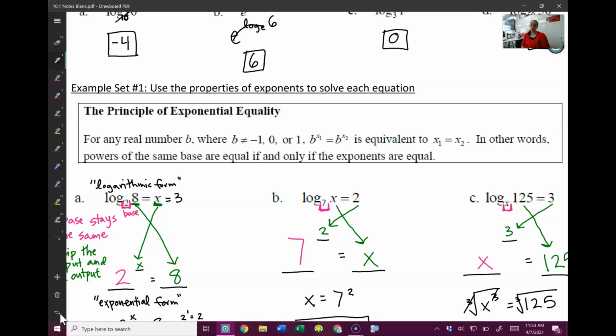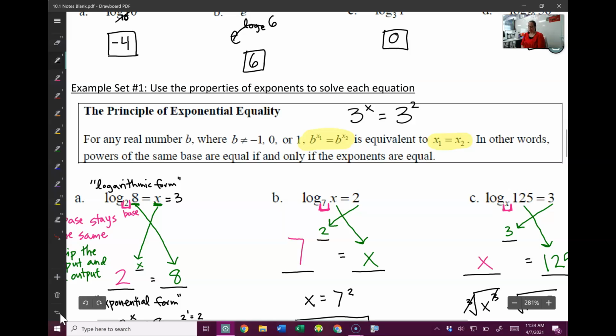of exponential equality. The principle of exponential equality says, if I have two things that are equal and the base numbers are the same, so this is like 3 to the x equals 3 squared, so my base numbers are both 3's, then the exponents must be equal to each other, which makes sense in this example. If I have 3 to the x equals 3 squared, then x has to equal 2. That's the only option for these to be equal to each other.